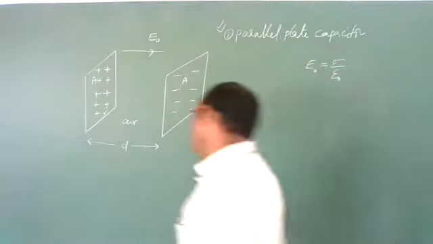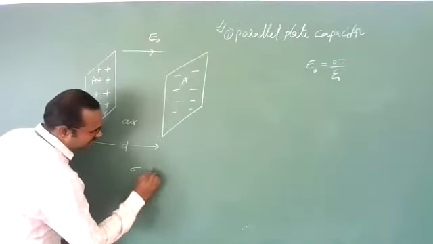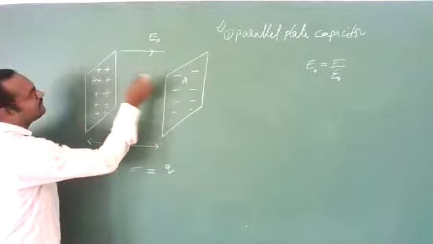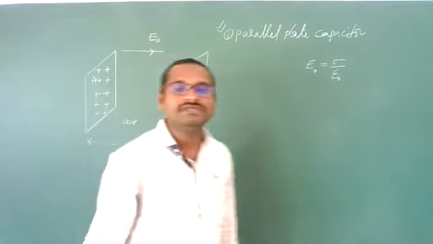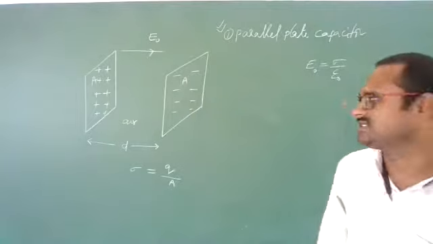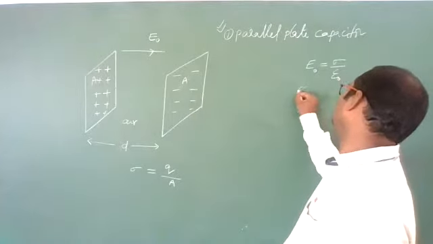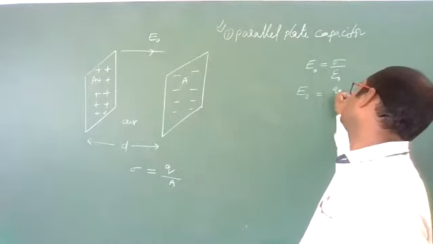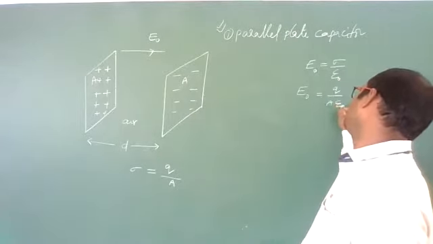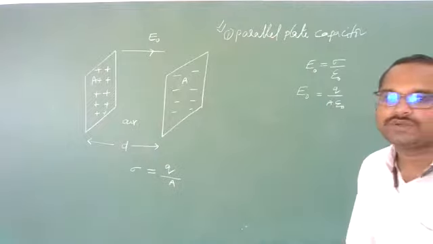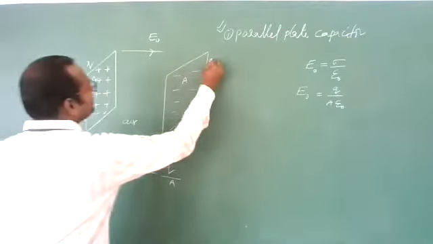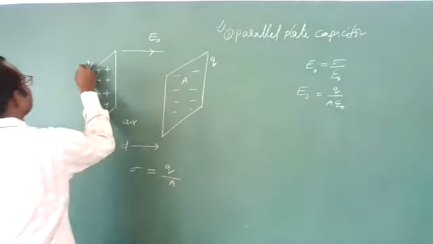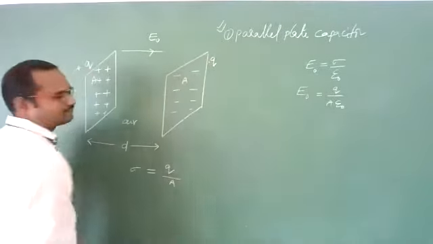What is sigma? Sigma is nothing but the charge on any one of the plates divided by the area of cross section of the plates, the surface charge density. So the electric field can be given as Q by A epsilon naught. Clear, students? Now, how much charge is there on this? Q charge. On this, how much charge is there? Again, Q charge. This positive charge, this negative charge.